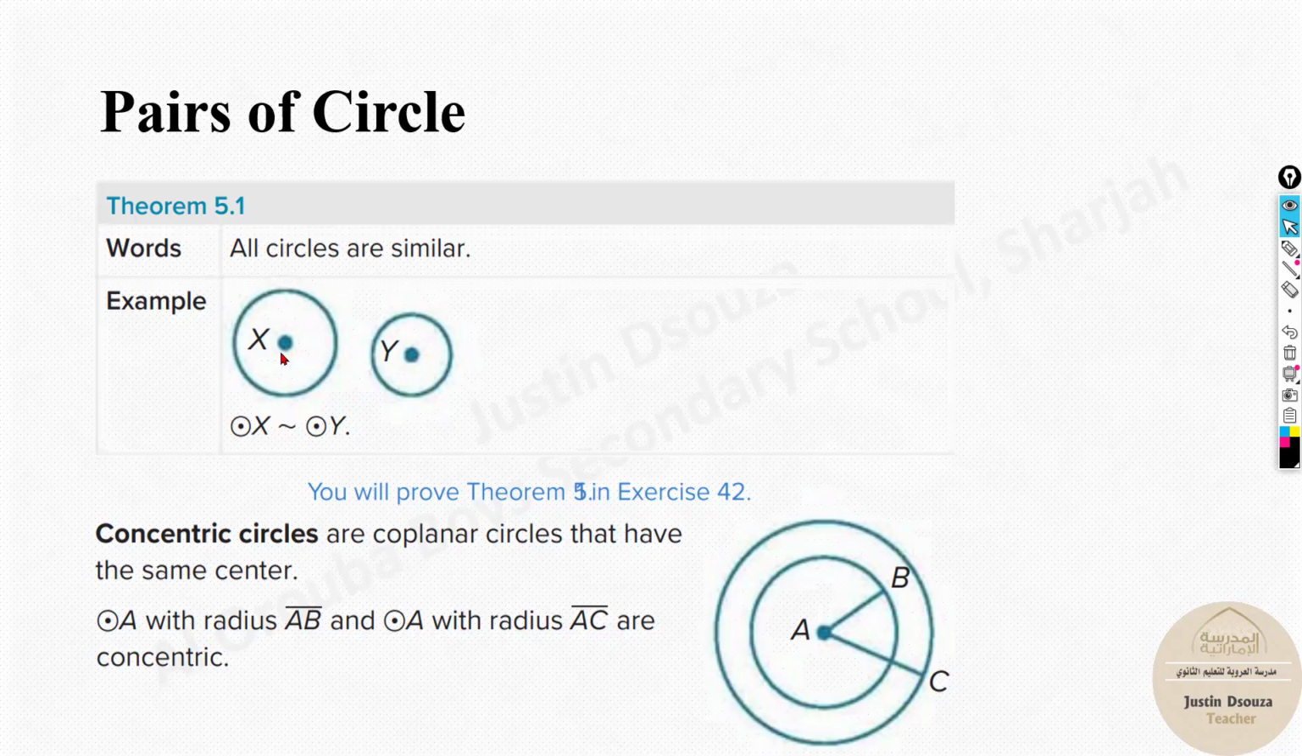And here we have similar circles. In fact, all circles are similar, so there is nothing much about it. But there is something called concentric circles. If you have the same center, now look at the center. The centers are same, but the dimension, the radius is different. AB is smaller than AC. These are called concentric circles.